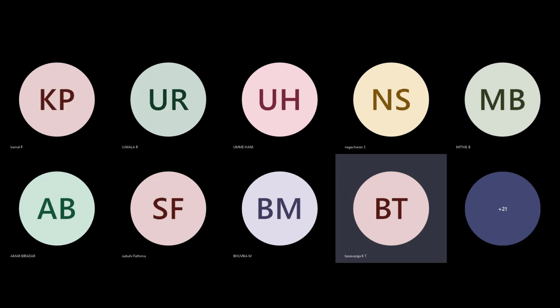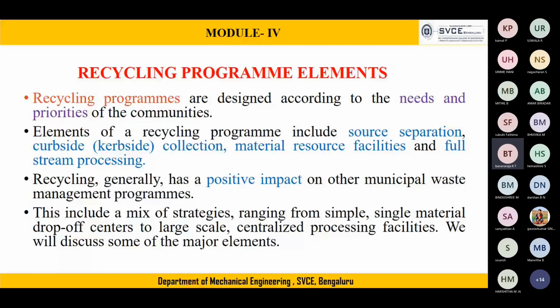Elements of a recycling program include source separation, curbside collection, material recovery facilities, and full stream processing. These are only some of the elements. We can list many elements, but only some have been mentioned here.